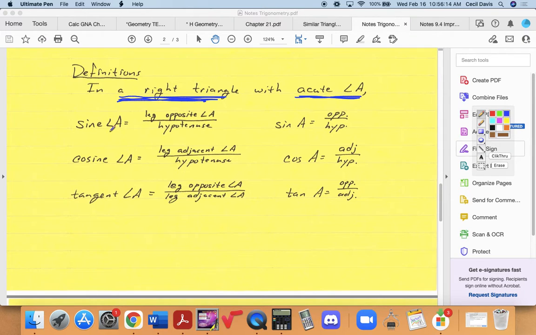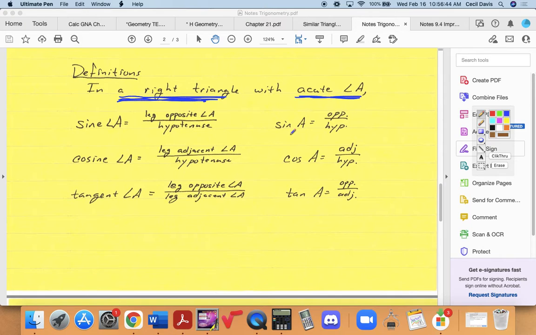Okay? So the long way to write it out is this way. The sine of angle A is the leg opposite angle A over the hypotenuse. The shorthand for that is to write it this way. All of the trig functions can be abbreviated with 3 letters. You'll still say it the same way though. The sine of A is equal to the opposite over the hypotenuse.